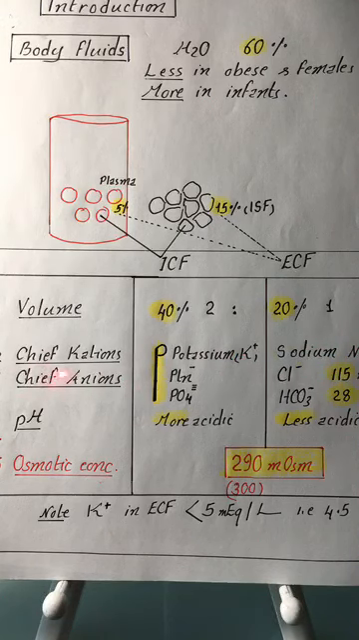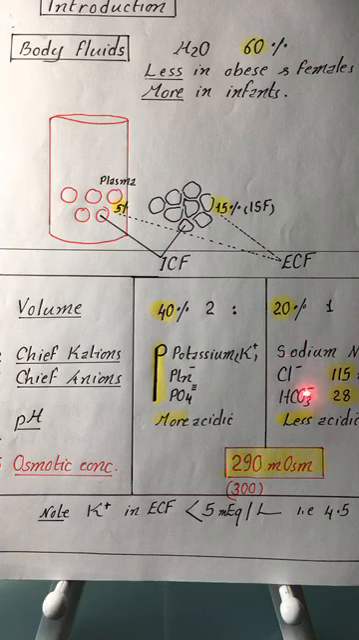Now the third difference is regarding the chief anions. The chief anions in intracellular fluid are the proteins and the phosphate, while the chief anions in the extracellular fluids are the chloride and the bicarbonate.